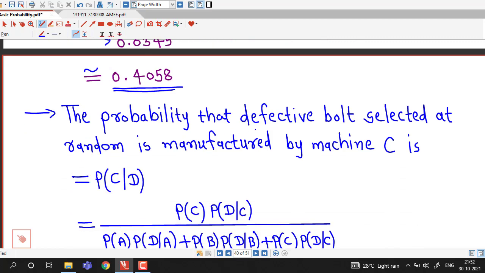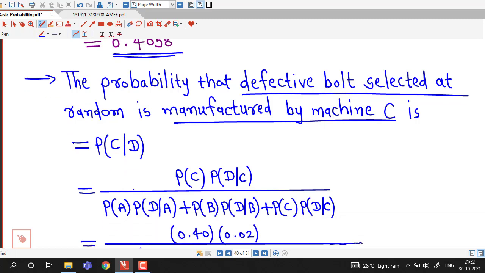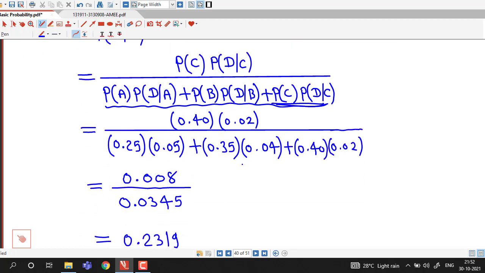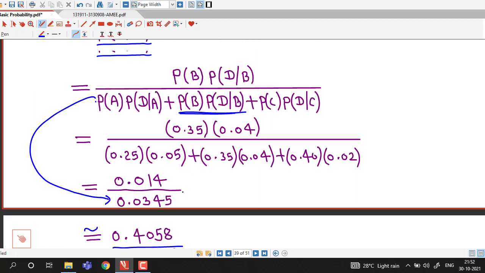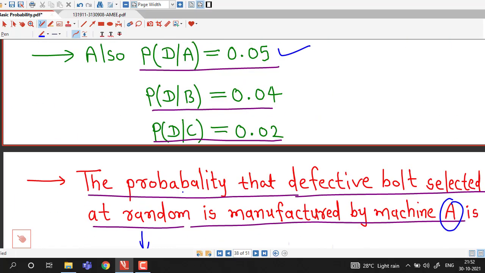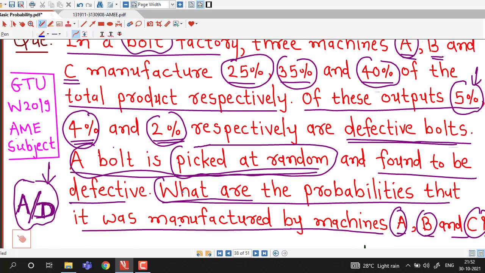Similarly, we find the probability that a defective bolt is manufactured by machine C, which is the probability of C given D. Here the denominator remains as it is, and this term we write in the numerator. After substituting all these values, we obtain 0.2319 as the probability that the defective bolt is manufactured by machine C. In this way we can apply Bayes theorem and easily solve this type of problem.